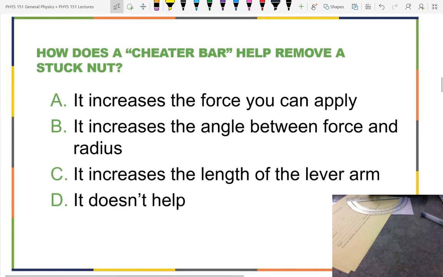So a question just to make sure people listened to the last minute of lecture. How does a cheater bar help remove a stuck nut?